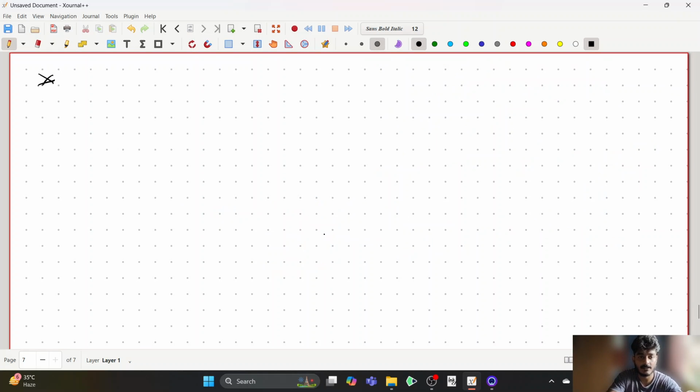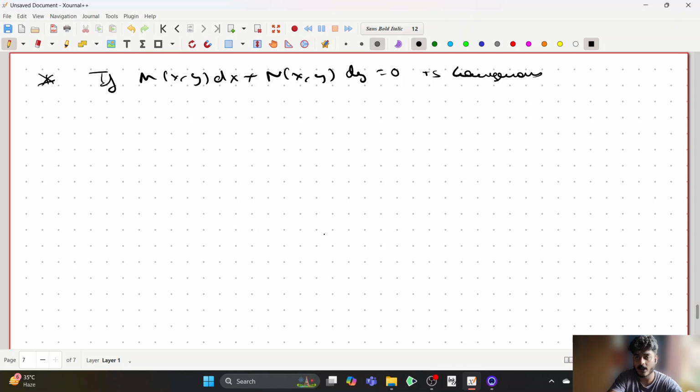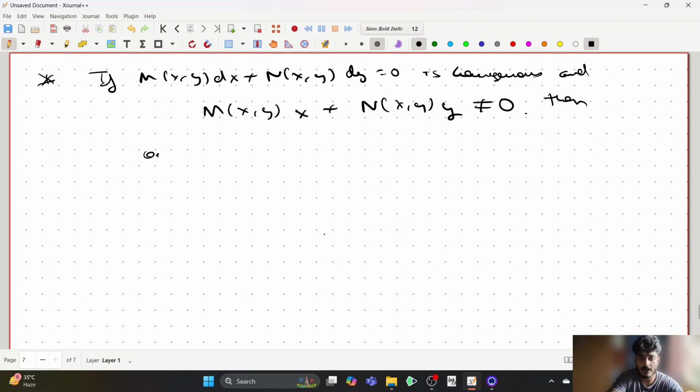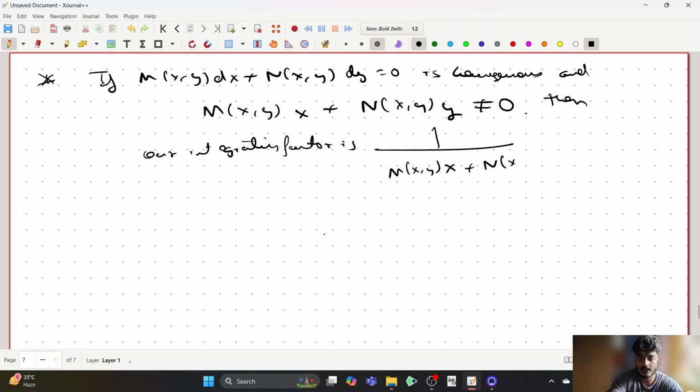Let us now see another important property of some special integrating factors, the existence of some special integrating factors. Let me just add it as a remark. If M(x,y) dx + N(x,y) dy = 0 is homogeneous, that is, M and N are homogeneous functions of x and y, and M(x,y)·x + N(x,y)·y is non-zero, then our integrating factor is 1 upon M(x,y)·x + N(x,y)·y.